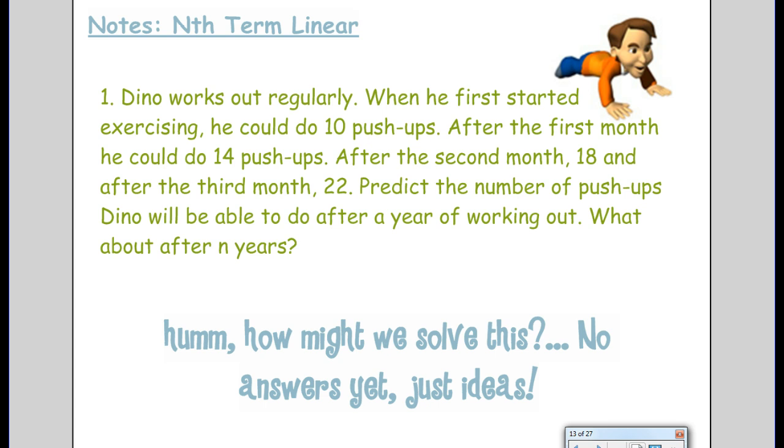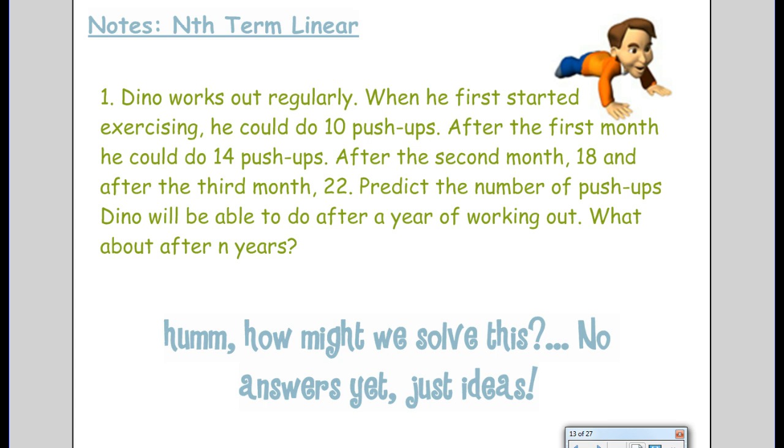He's weak. But he's getting better. He's growing. So we don't really need to solve this yet. I just want to know ideas of how we would solve this. What would we need to do to find out how many push-ups he can do after a year of working out? What would you do? Make a table? Does that sound good? What would we do in that table? What would we be looking for?